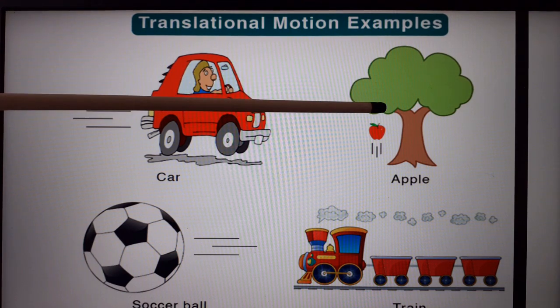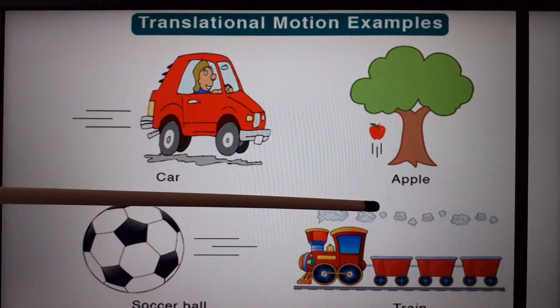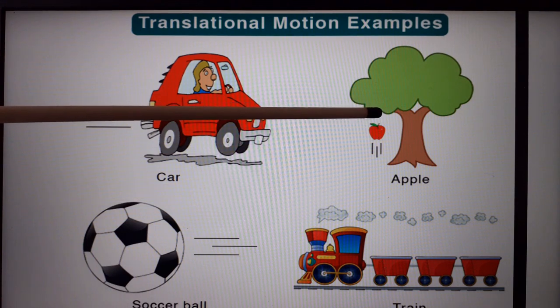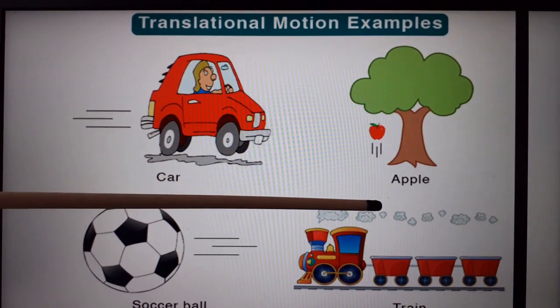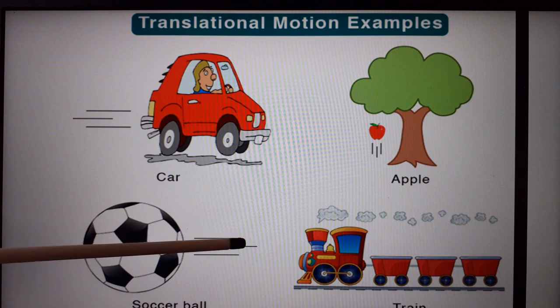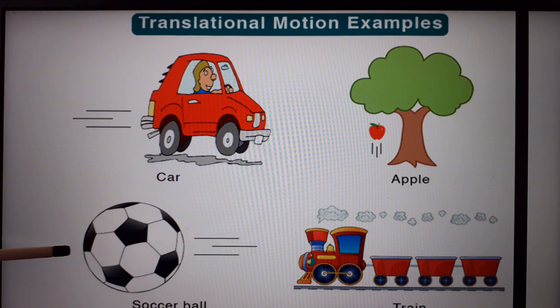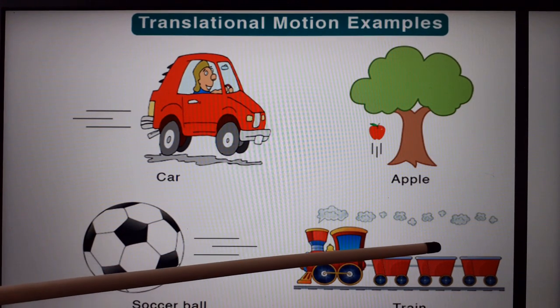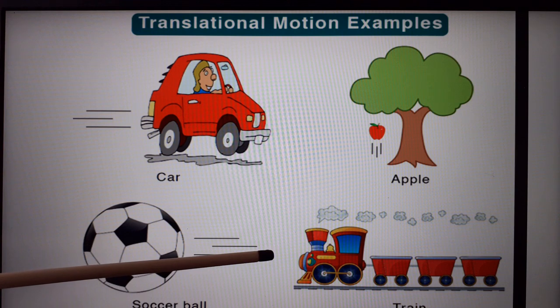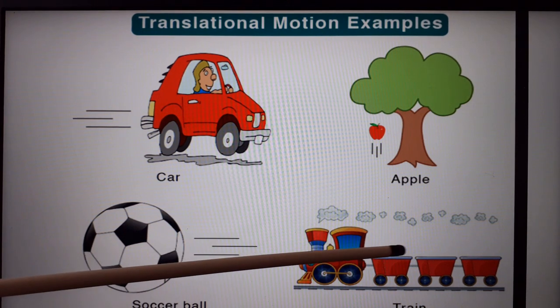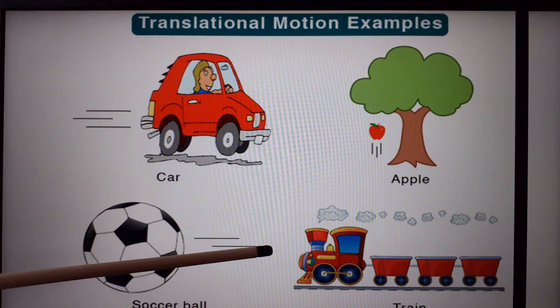For an apple, gravitational force is acting in the downward direction and the motion of the apple is also in the same direction. For a ball, the direction of force is in this pattern and the motion of the ball is also in the same direction. For a train, force is also acting in this direction and the motion of the train is also in the same direction, right?